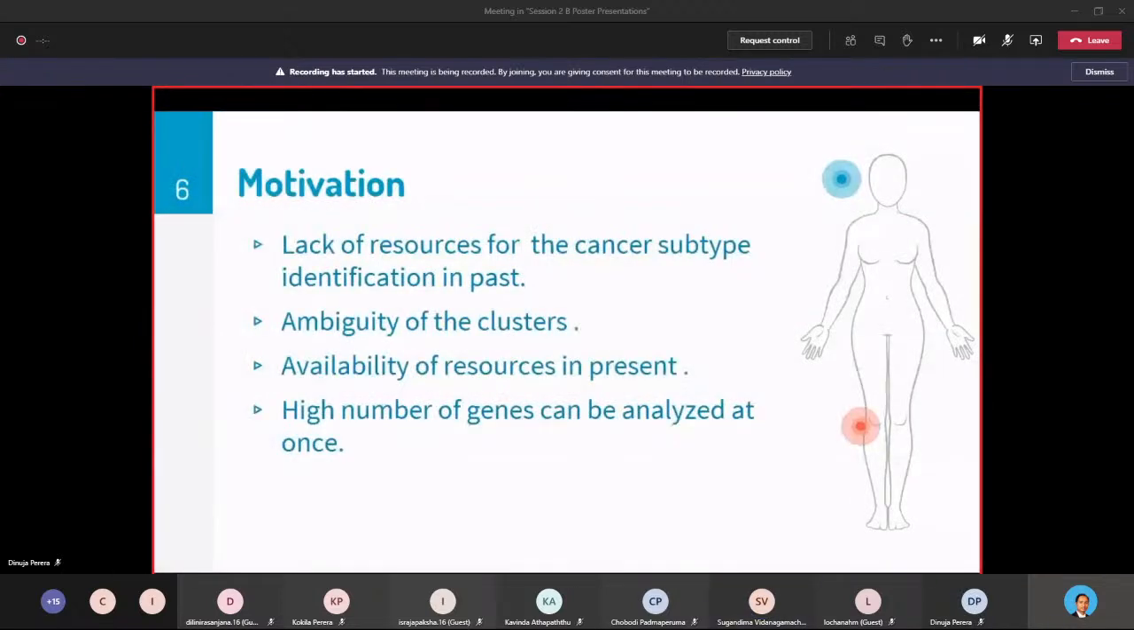Moving to the motivation. The cancer subtype identification task was done in the past with a lack of data and a lack of computational power. Because of that, the identified subtypes can be ambiguous. But now we have enough genomic data and high computational power. Therefore, at present, a high number of genes can be analyzed at once.